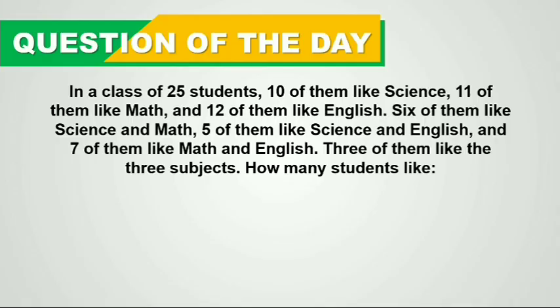In a class of 25 students, 10 of them like science, 11 of them like math, and 12 of them like English. 6 of them like science and math, 5 of them like science and English, and 7 of them like math and English. 3 of them like the 3 subjects.